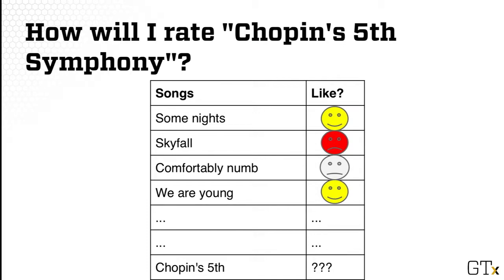On the left is what we call the features, or characteristics about the data. And on the right-hand side, those are the labels. That's what you care about. So the question is, how do we determine the label for something we have never seen, such as the very last song here, Chopin number 5? Will we like it or not, based on what we know about a particular user?